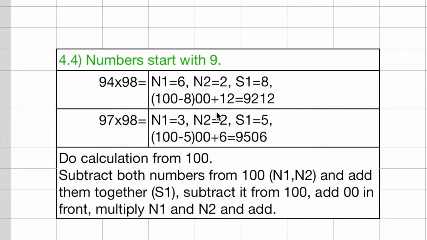Then we have to add n1 times n2. So 6 times 2 is 12. We have to add 12. So the answer becomes 9212. Let's take one more example.